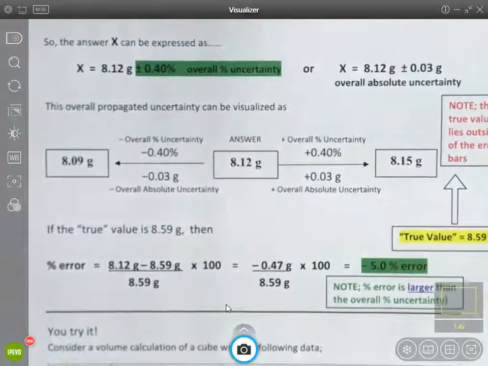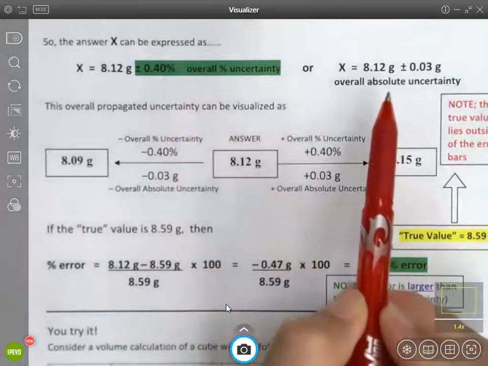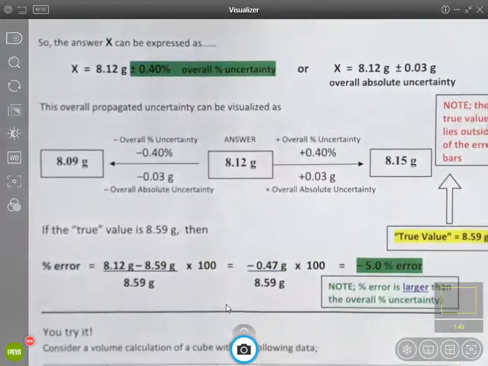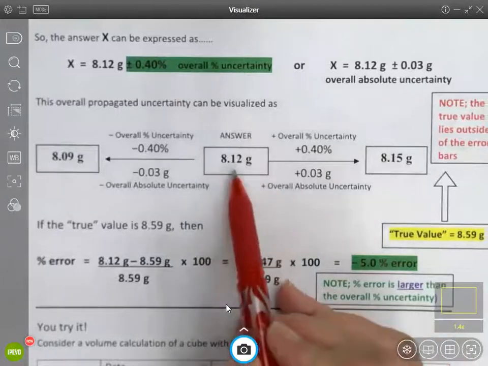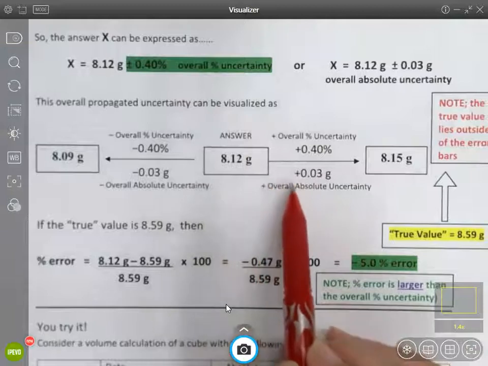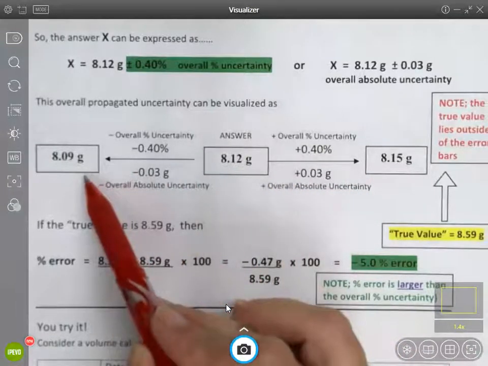You can express your answer with both percent uncertainty overall and absolute uncertainty. And we like to use a visual aid to demonstrate that. So on this visual aid, I've put my answer, 8.12 grams here. I've added the absolute uncertainty and subtracted the absolute uncertainty from that.